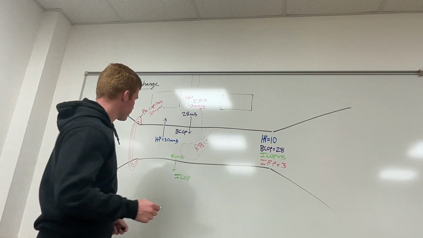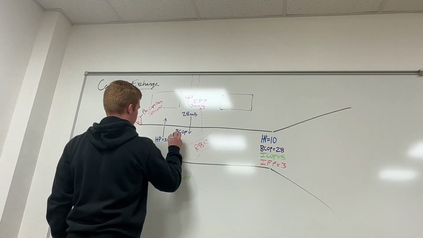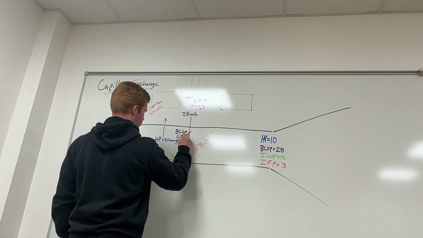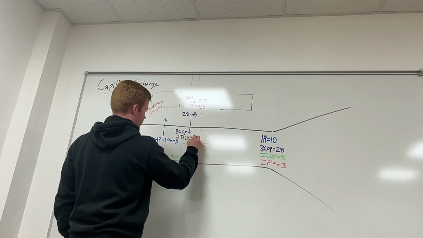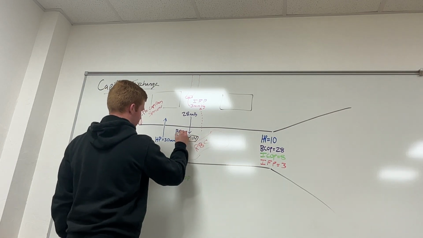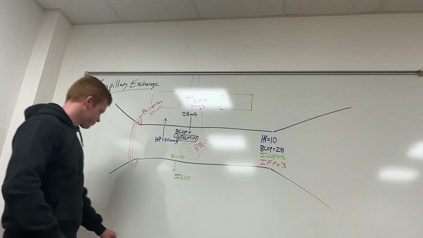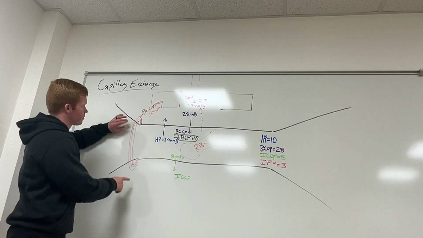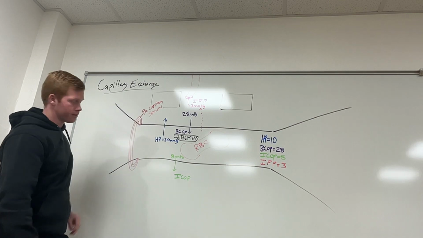albumin. There's albumin. And I think that has something to do with BCOP. So we have albumin. Okay, let's start here. This is a sphincter, a precapillary sphincter.